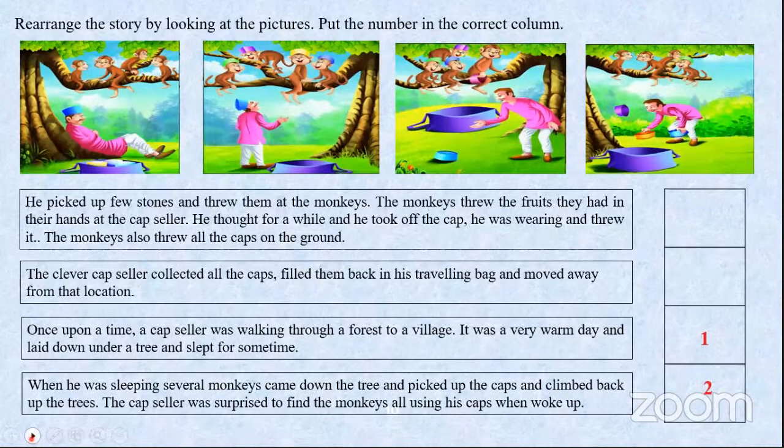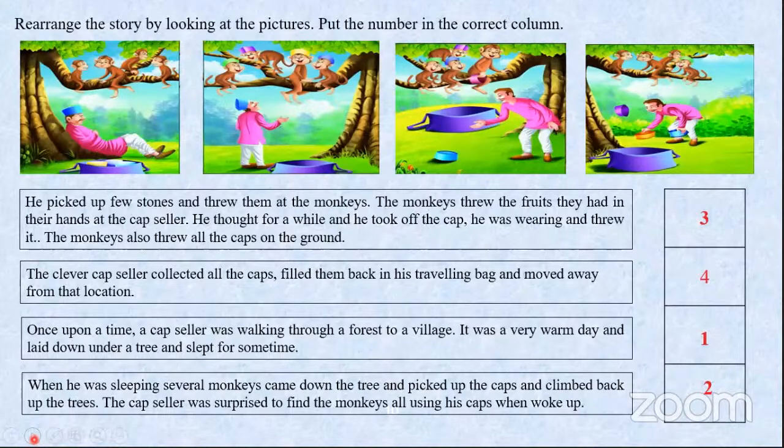And the last one, the clever cap seller collected all the caps, filled them back in his traveling bag and moved away from that location. ටක් ගාලා මොකද කරේ? මෙයා අර caps ටික එකතු කරගෙන bag එකට දාගෙන එතනින් යන්න ගියා. Right? So it is the fourth one. It is the fourth step. Right? A very simple activity, very simple story.